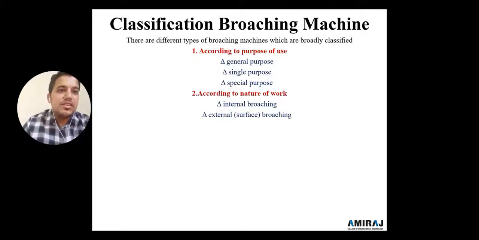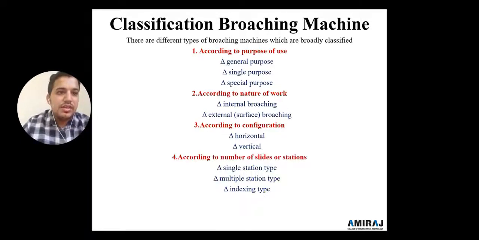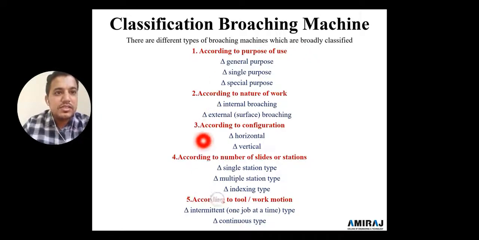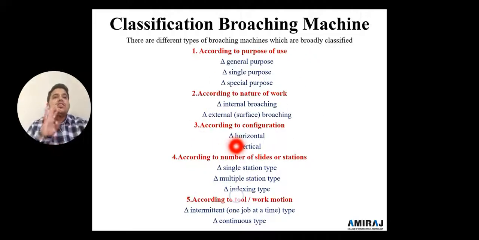Second one is according to the nature of work, meaning internal broaching or external broaching. Let's see according to configuration, meaning horizontal and vertical. Fourth one is according to the number of slides or stations, meaning single station type, multi station type, and indexing type. And the last one is according to tool work motion, so it is intermittent, for one job at a time, and continuous. All this classification is required for the 3 or 4 mark question they may ask in GTU.